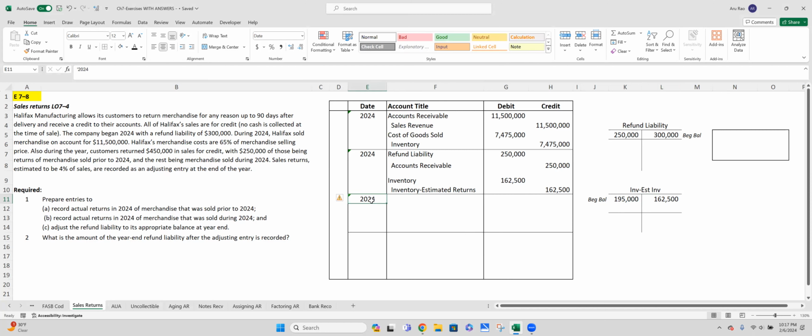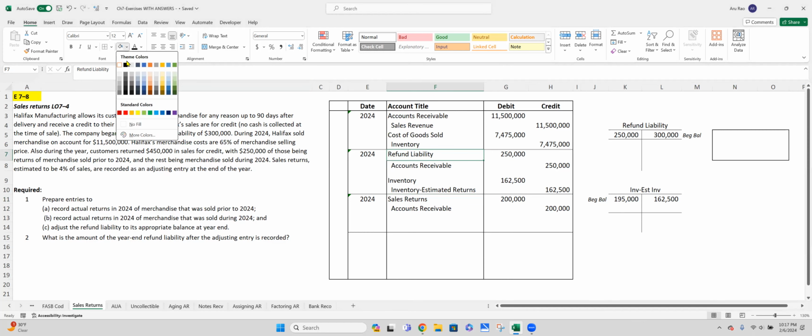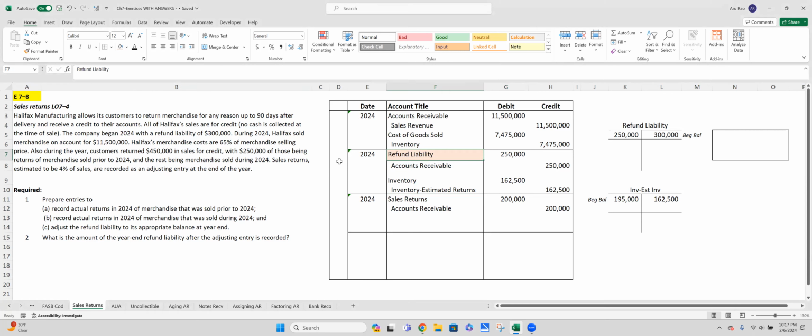Okay, now let's take a look at the remaining $200,000 that came back. Remember, a total of 450 came back, but this 200 is from the current year sales. So I do credit accounts receivable. That part is going to stay the same. But the account I debit is going to be sales return. So note the difference over here. I'm going to highlight this over here for us.